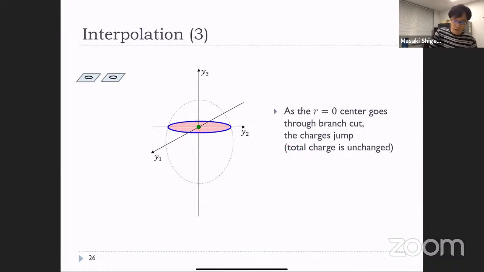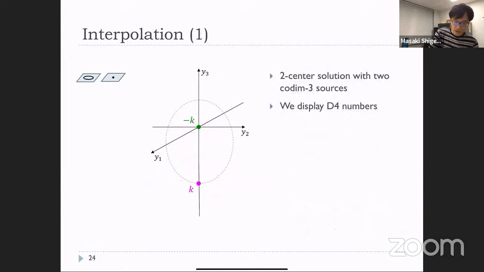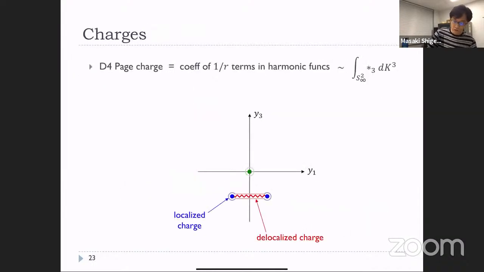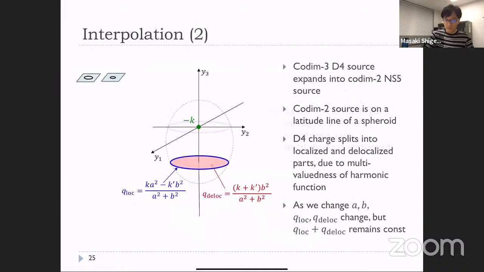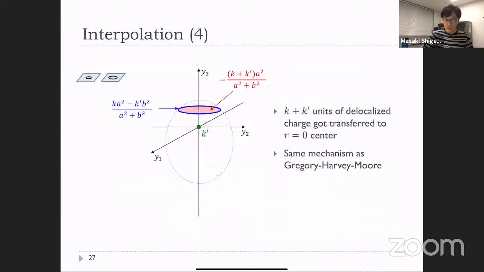How this happens is that you have your Gaussian surface here, and to evaluate this thing, you have to evaluate gamma here. But the gamma has a branch cut, and its value jumps as you move across this cut. And that's why the charge jumps as you go through this cut. In the end, what you find is that K plus K units of delocalized charge got transferred to the R equals 0 center.